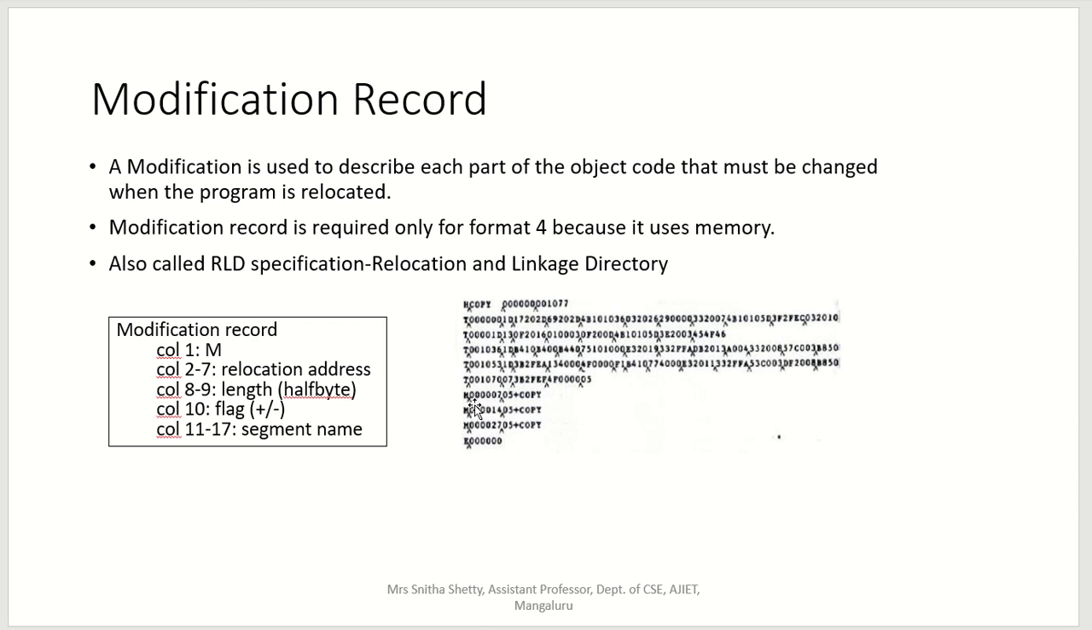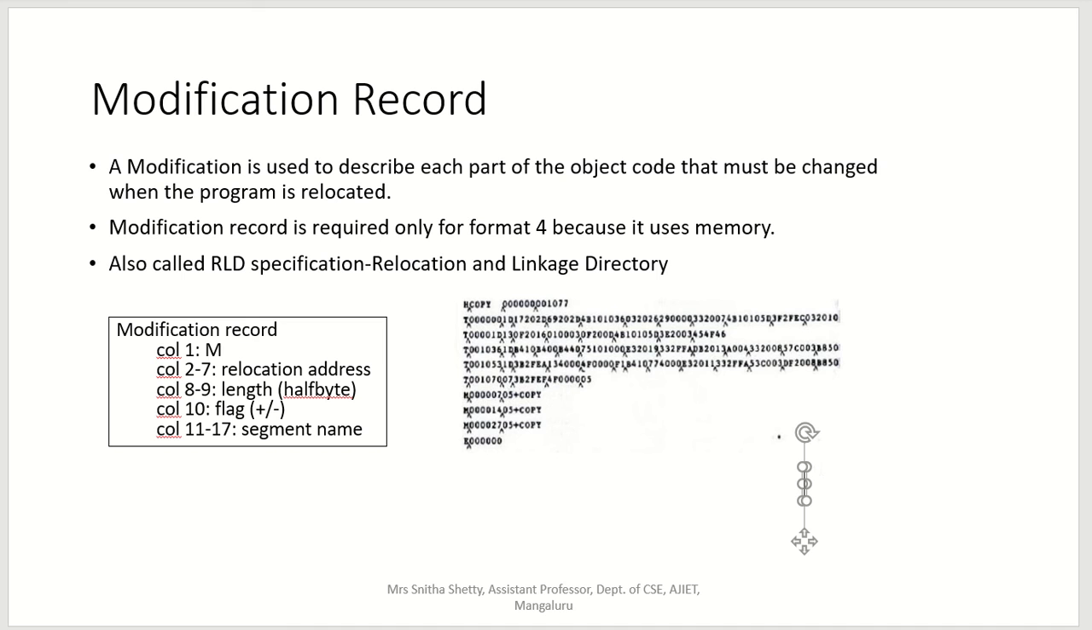I'll repeat this once again. In a program, when you have a format 4 instruction, that modification should be mentioned through a modification record in your object program. For other instructions, it will automatically understand; all the addresses are automatically updated. But when the instruction is format 4, it is identified by the modification record.